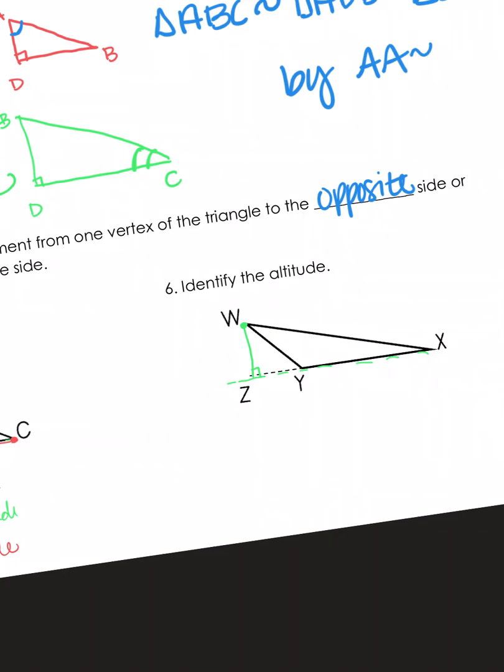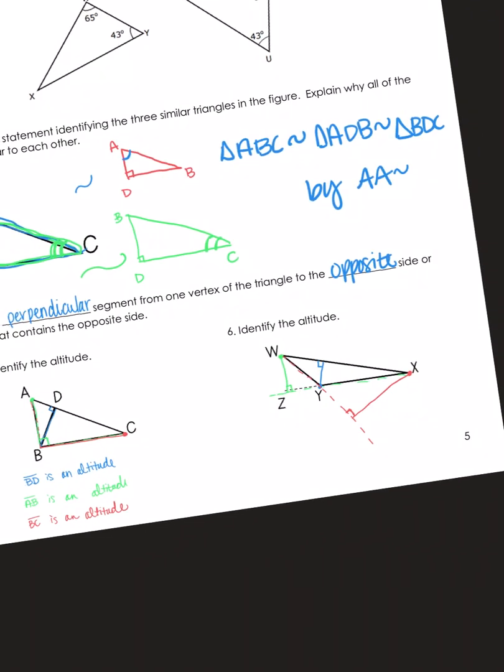Okay, so what if we want to go from vertex Y and be perpendicular to WX? We can just draw that one. That one's actually internal. But what about if we want to go from X and we need to be perpendicular to the side WY? Well, that's not going to work inside the triangle again. So this one comes outside of the triangle to be perpendicular. Okay, so there you have it.